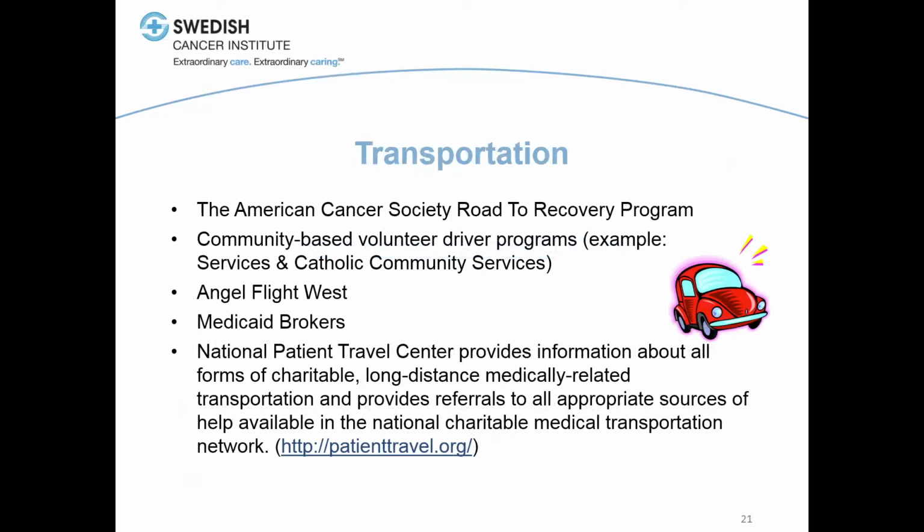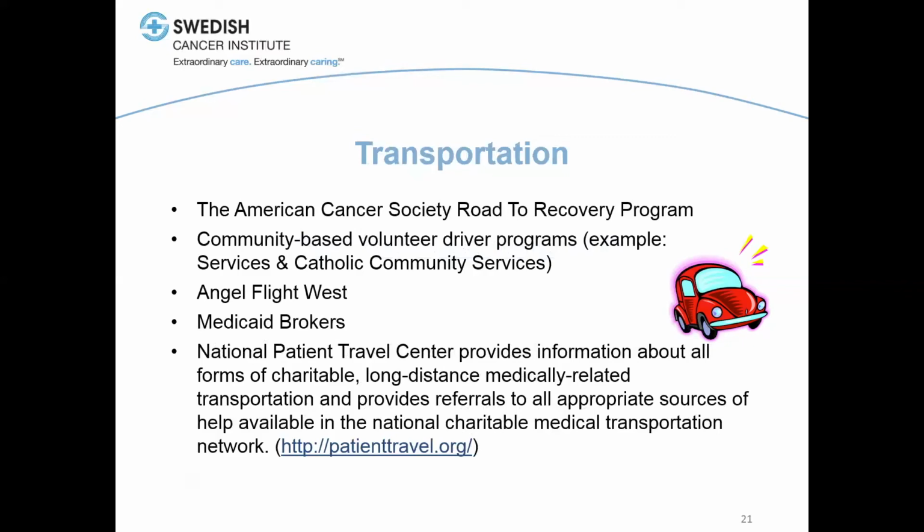Transportation. Transportation can be a huge concern for a lot of people getting medical treatment. Here are some of the resources that may be explored. The American Cancer Society has a Road to Recovery program, and with this, you will have to contact them directly as it depends on the different counties in terms of how they provide that service. There are also community-based volunteer driver programs such as Catholic Community Services. Angel Flight West is another program for those who are needing to fly to medical appointments.